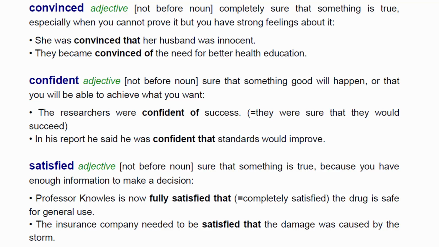Next is satisfied. Satisfied is an adjective, not before a noun. Sure that something is true because you have enough information to make a decision. Professor Knowles is now fully satisfied, that means completely satisfied, that the drug is safe for general use. The insurance company needed to be satisfied that the damage was caused by the storm. Now see, fully satisfied, needed to be satisfied that, so you can use these types of phrases.